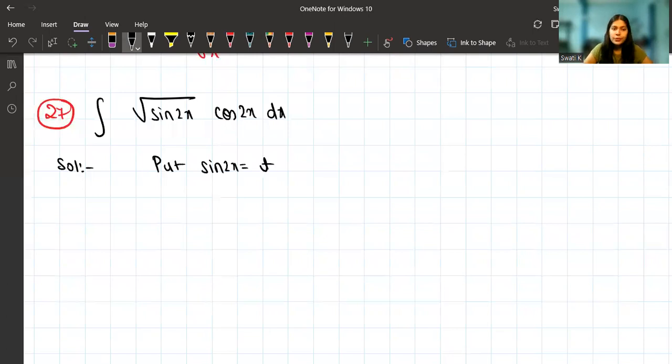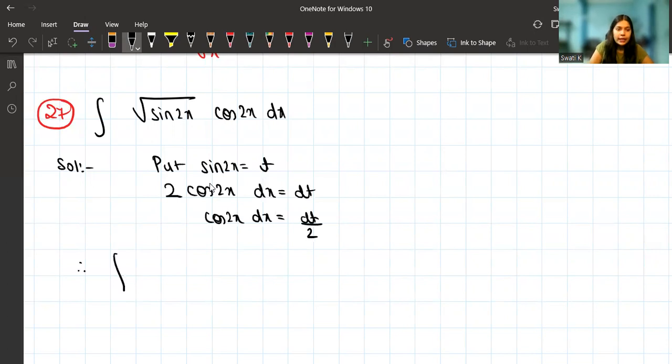So if you are putting sine 2x as t, and if you do the derivative, sine x derivative was cos x. So this will become cos 2x. But by using the chain rule, if you do the derivative of 2x, it is just 2. So 2 cos 2x dx equals dt. So clearly cos 2x dx will become dt upon 2. So therefore, we can rewrite this question as integration root over sine 2x is root t, and for cos 2x dx is dt upon 2. So dt and upon 2 outside.